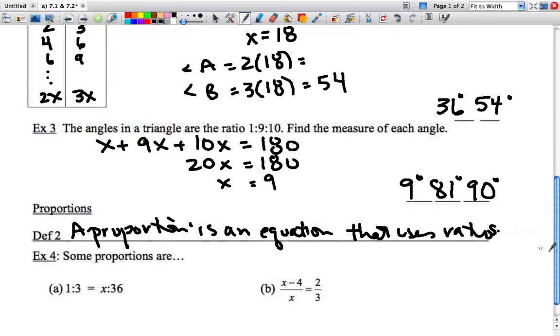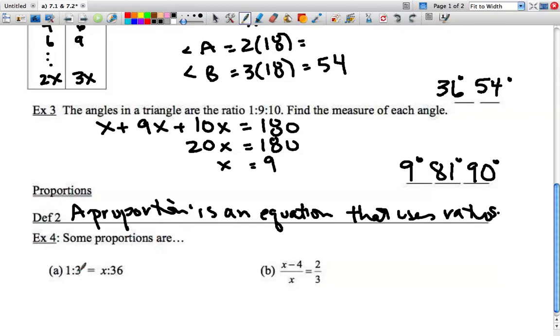Sorry for the messy handwriting. Some proportions are thought of, and an equation also has an equal sign in it. Equations have equal signs in them. So notice that all of these equations with equal signs have ratios in them. So we can think of how do we solve one. I like to write it like this. To me, it's a little bit easier to look at.